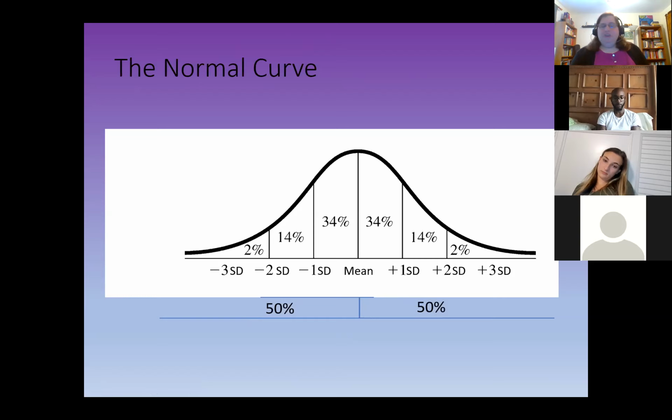So another way you may have seen this in the past is called the 68, 34 and 34, 68. That's 1 standard deviation up or down. 95, which if you add these numbers, you get something close to 95 between -2 and +2. 99.7 rule, which I'm going to show you right now.